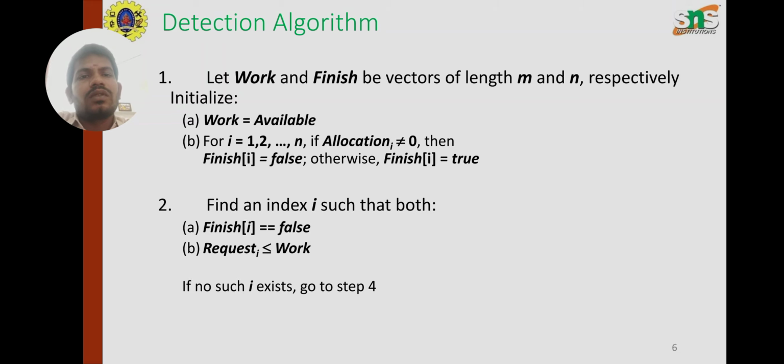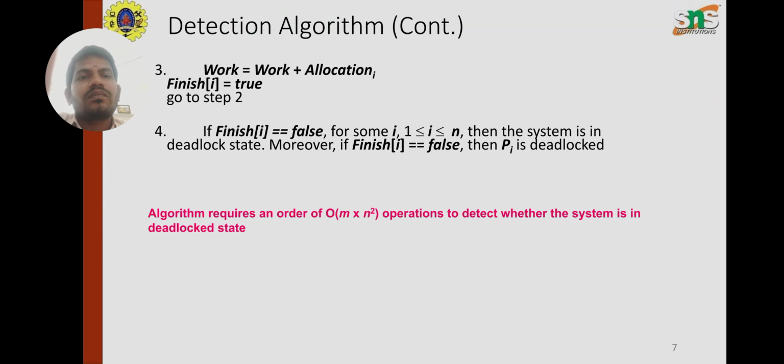Detection algorithm. Let Work and Finish be vectors of length m and n respectively. Initialize: Work equals Available. For i equal to 1, 2, up to n, if Allocation[i] is not equal to 0, then Finish[i] equals false; otherwise, Finish[i] equals true. Find an index i such that both Finish[i] equals false and Request[i] is less than or equal to Work. If no such i exists, go to step 4. Otherwise, Work equals Work plus Allocation[i], and Finish[i] equals true. Go to step 2.